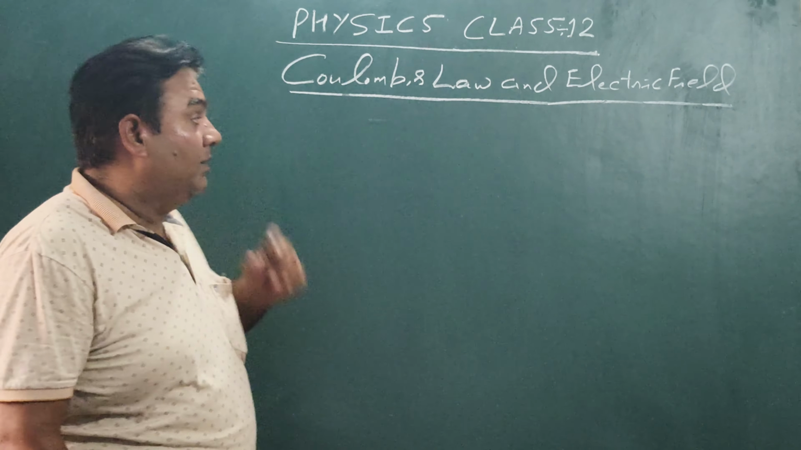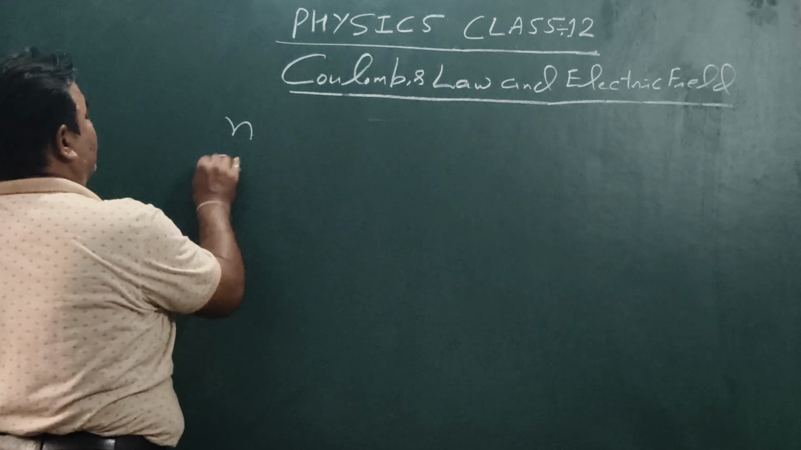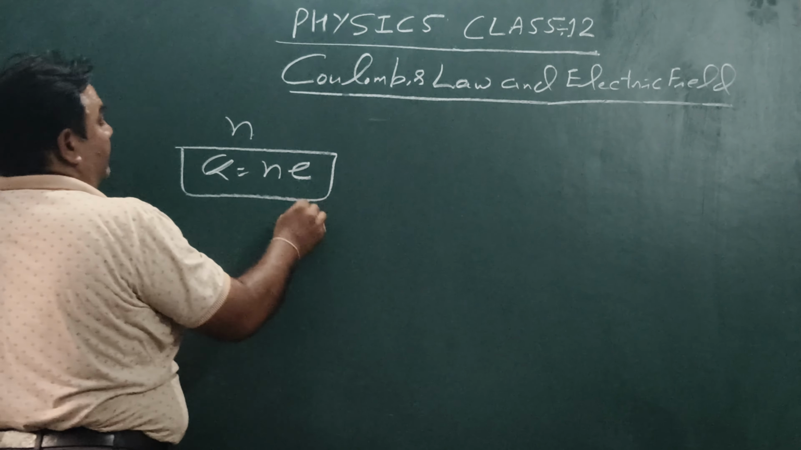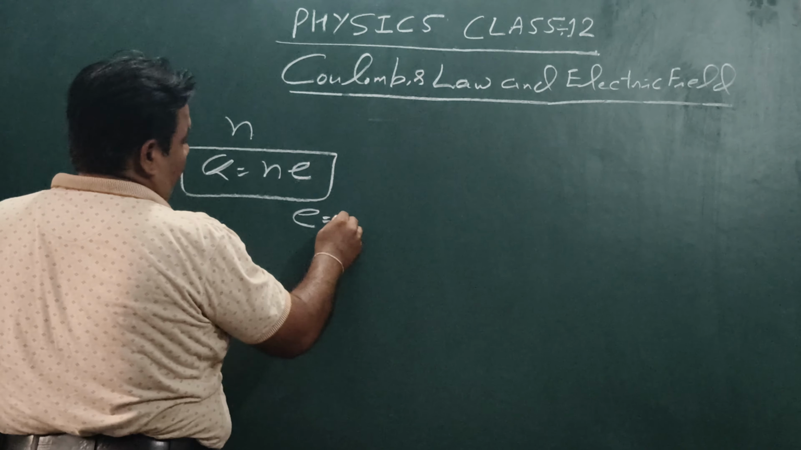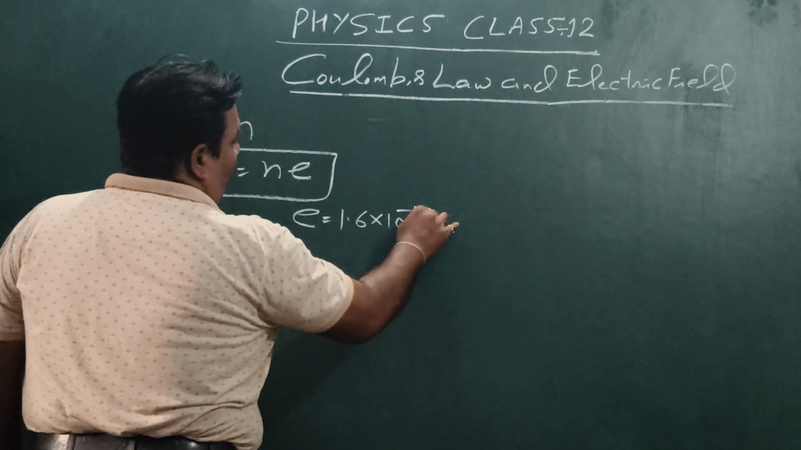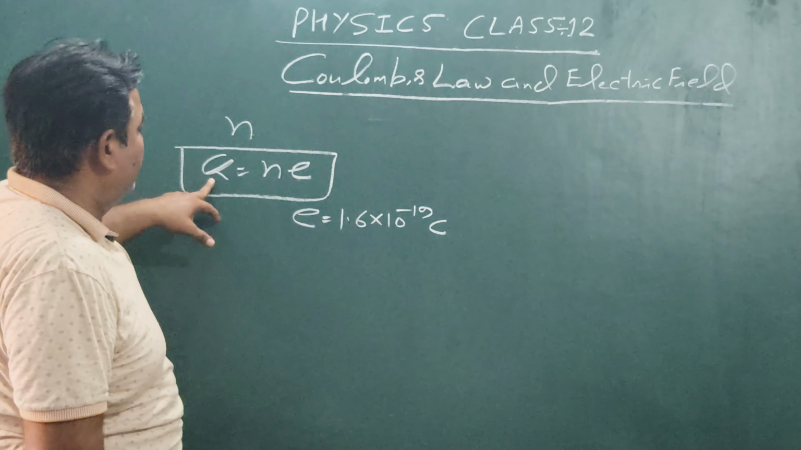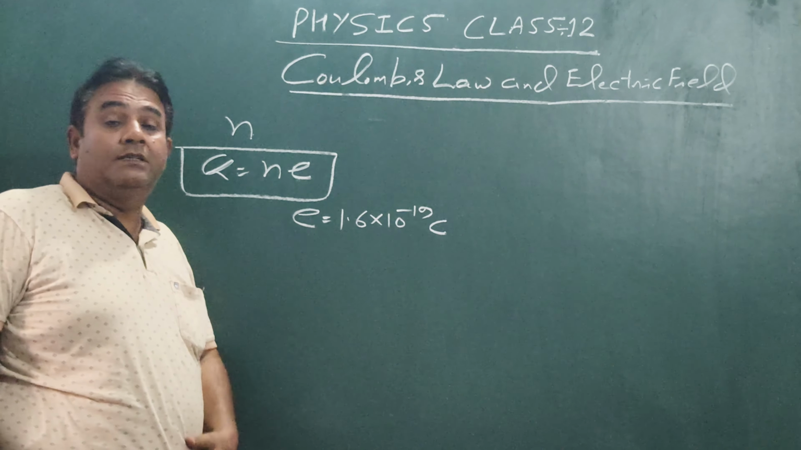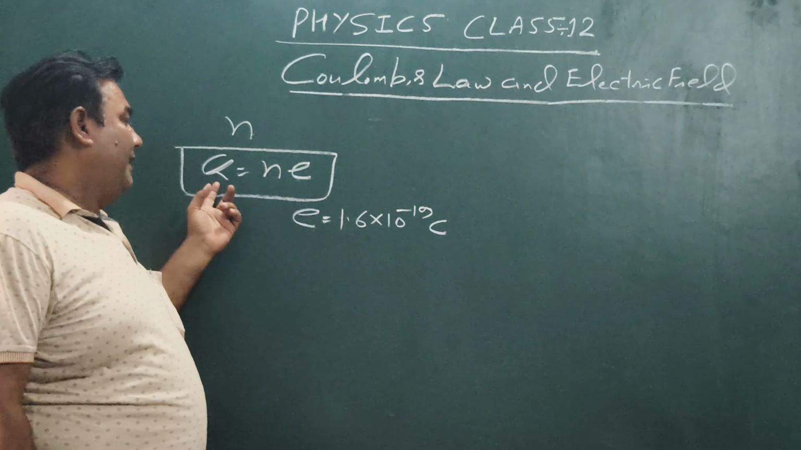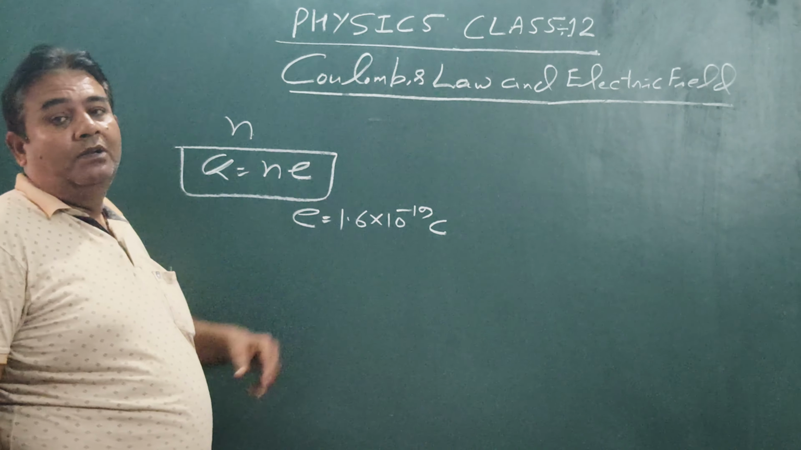When n number of electrons are transferred from one substance to another substance, then the charge present on the substance is Q equal to Ne, where e is the charge of one electron, that is 1.6 into 10 to the power minus 19 coulomb. N is the number of transferred electrons, Q is the charge. The unit of charge is coulomb. With this formula we can find out the charge present on any substance when we know how many electrons are transferred from one substance to another substance.